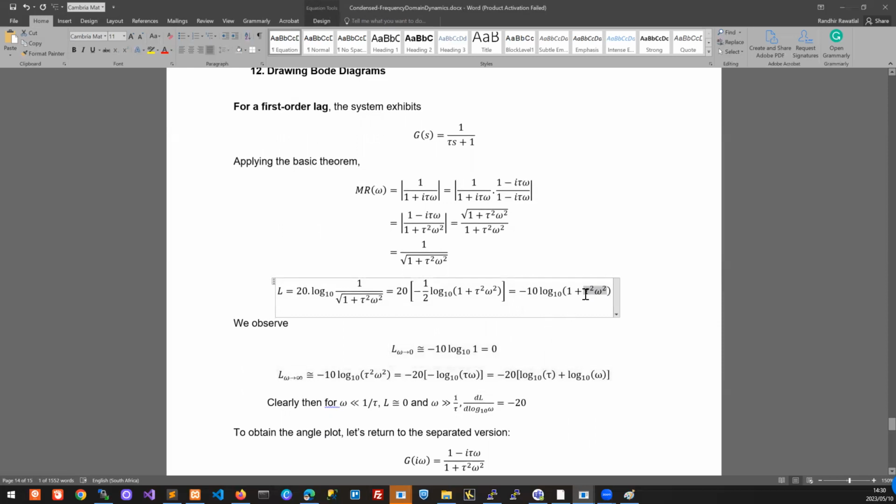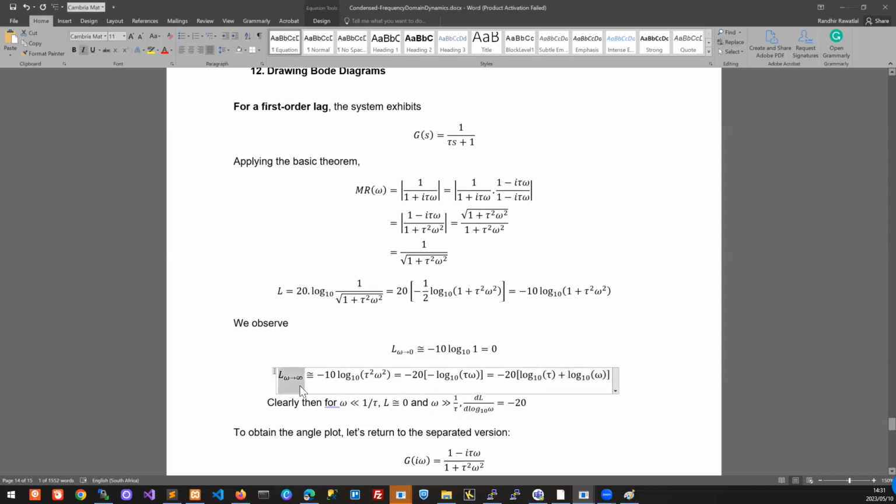For larger values of omega, this term tau squared omega squared becomes much greater than the 1. And so we can effectively ignore the plus 1 here, leaving us with minus 10 log 10 tau squared omega squared. And then instead of working with these squares, we can take the exponent 2 out in front as a factor, because it's the log of something with an exponent 2, giving us minus 20 times the log 10 of tau omega.